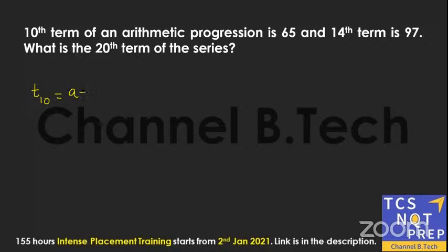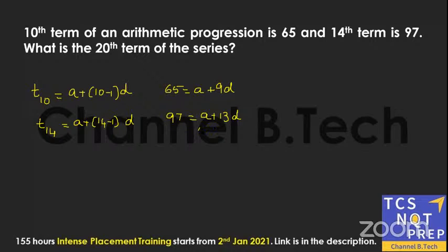10th term is equal to a plus 10 minus 1 into common difference. That means 65 is equal to a plus 9d. Similarly, 14th term is a plus 14 minus 1 into common difference. That means 97 is equal to a plus 13d. Now, when you subtract these two, what happens? 4d equal to 32. From this common difference, you will get it as 8. Now, you need a also. So 65 is equal to first term plus 9 into 8.